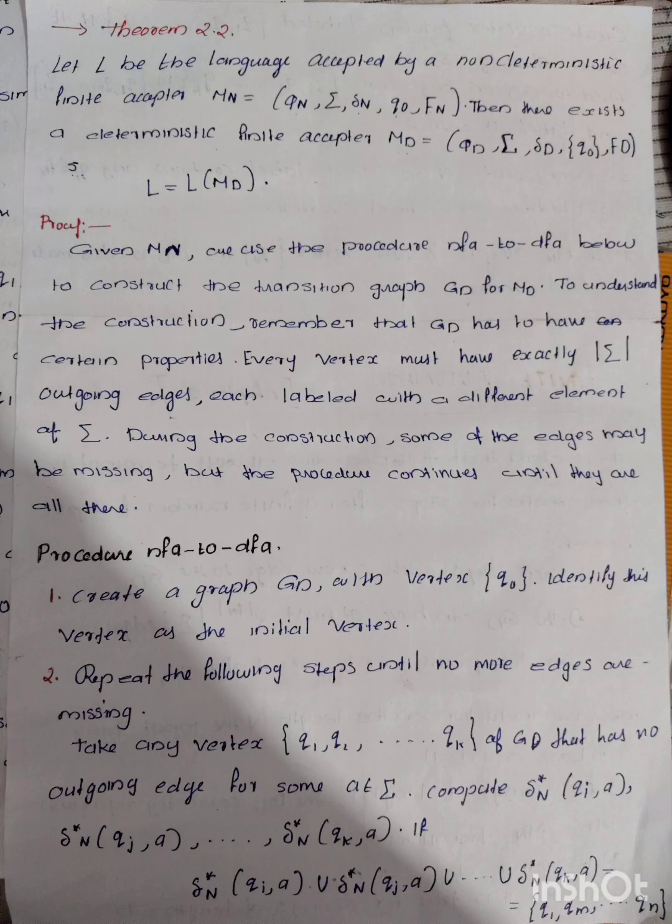Procedure NFA to DFA. First step: create a graph GD with the vertex {q0}. Identify this vertex as the initial vertex.